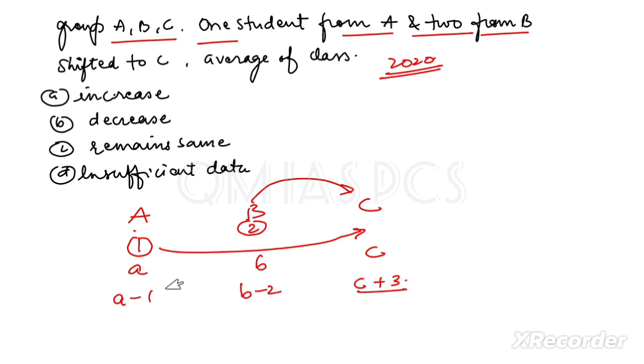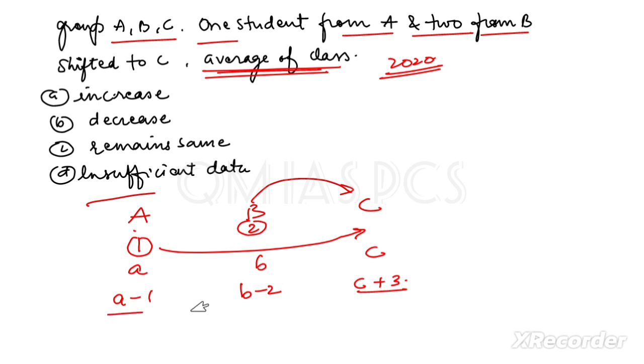Students are added. Now it is asking what will happen to the average weight of the students of the class. I mean, it is asking about the class, not about the group. Just understand this: it is about the average of the class, not of that group. So in that class, these groups will be there.